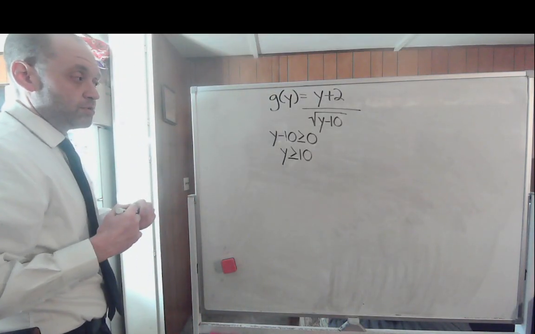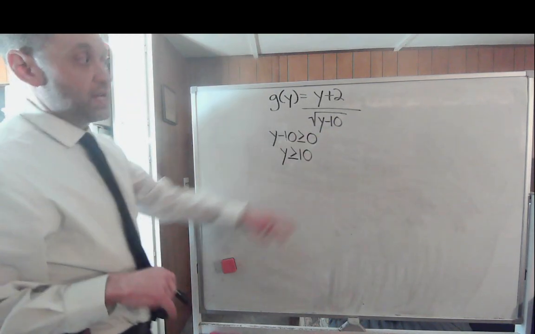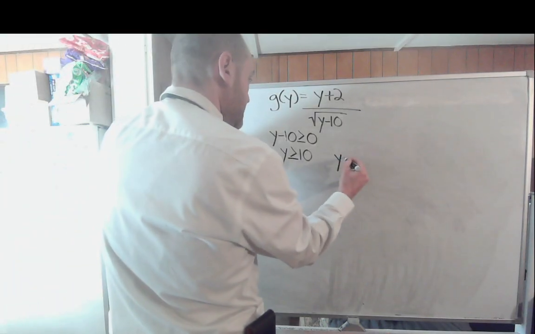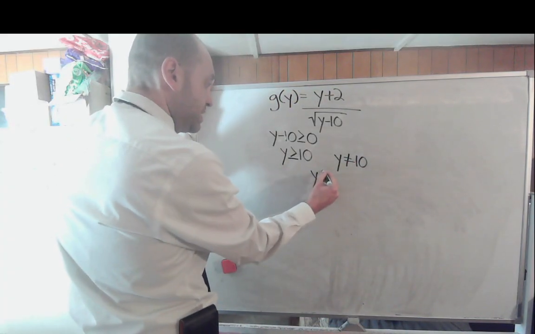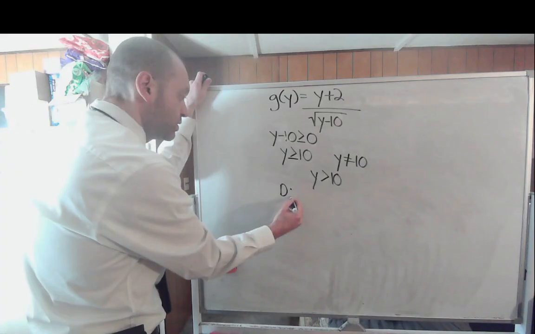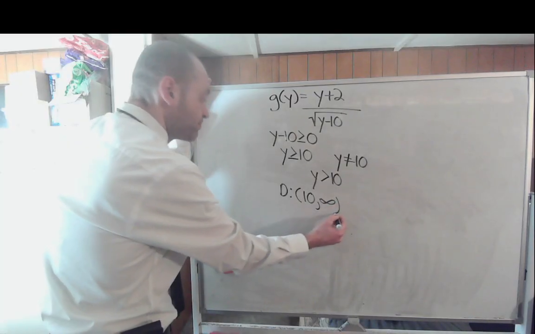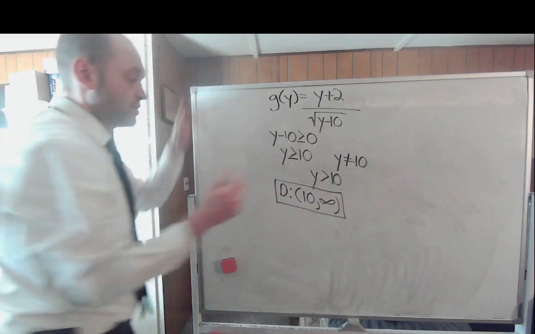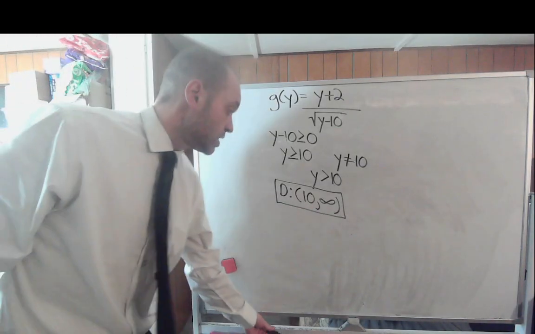Well, here's the problem, though. If we put in 10 in this case, you would get a denominator of 0, which we can't have. So y actually cannot equal 10. So therefore, your real domain is y is simply greater than 10. So the domain is going to just be from 10 non-inclusive to infinity, because you can't have a denominator of 0. So the domain is from 10 non-inclusive to infinity.